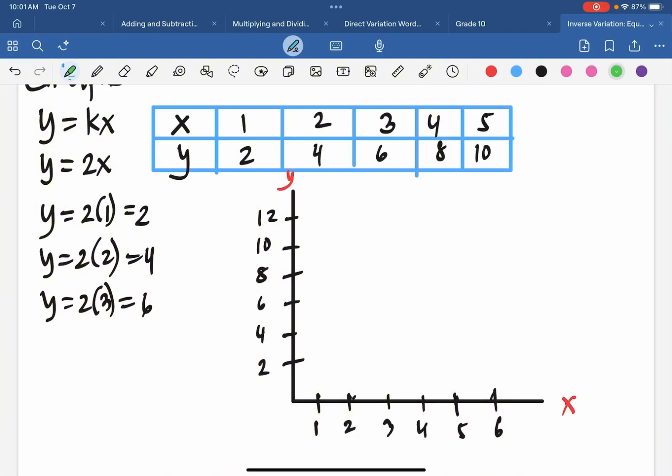As our first pair here, we have 1 and 2. Next we have 2, 4. Next 3, 6. Then 4, 8. And 5, 10. So as you can see, our line is just linear. Sorry, not perfect, but you get the point. It's just linear.